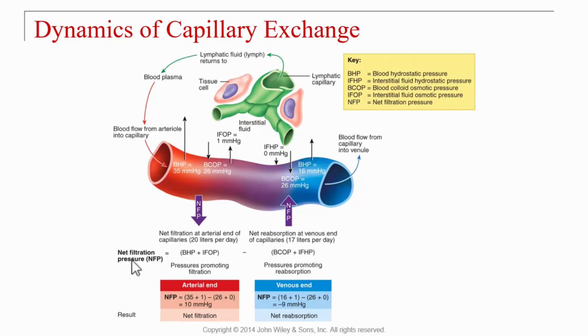So net filtration pressure is going to equal the blood hydrostatic pressure. In this case, the blood hydrostatic pressure is 35 millimeters of mercury. So that's how much pressure is pushing fluid out of this blood vessel. Okay? Plus interstitial fluid osmotic pressure.